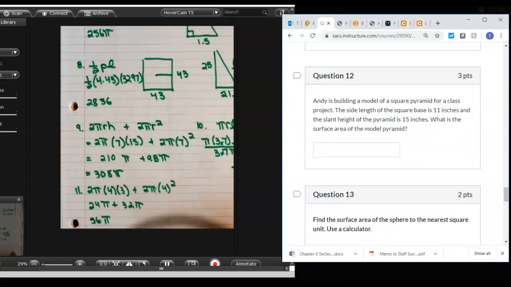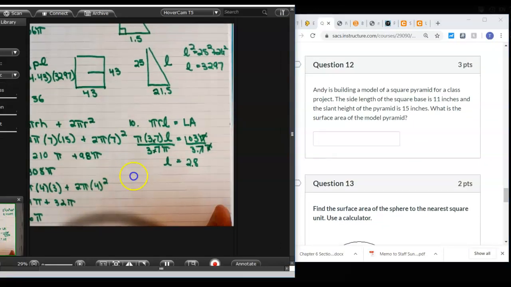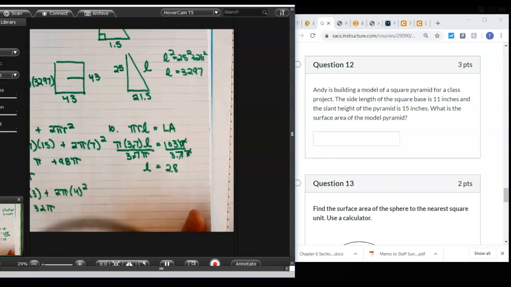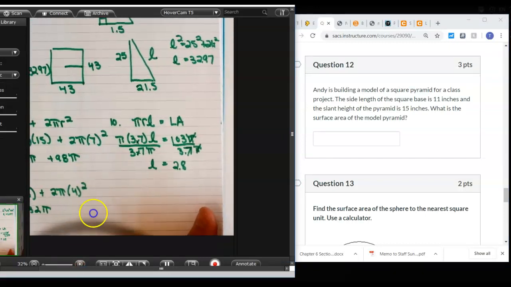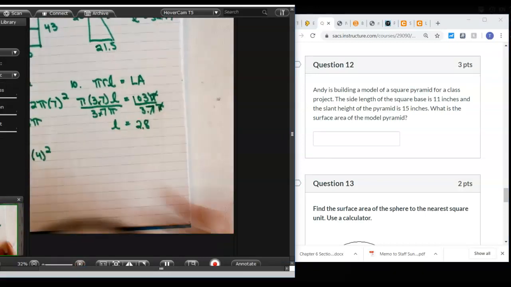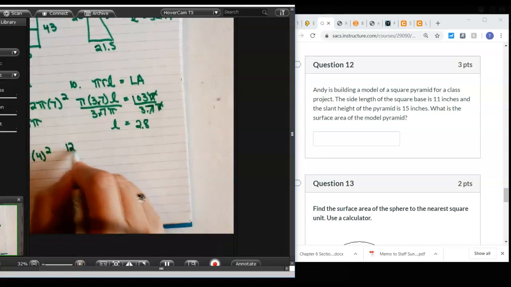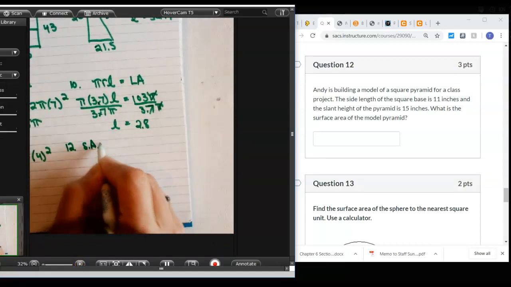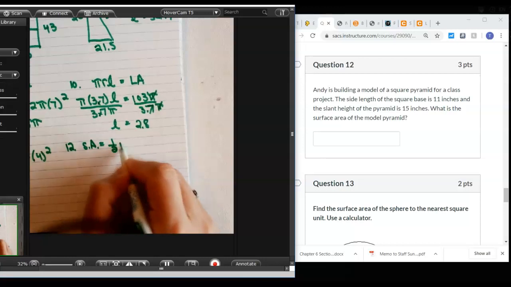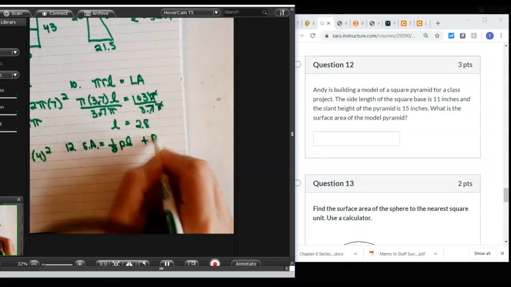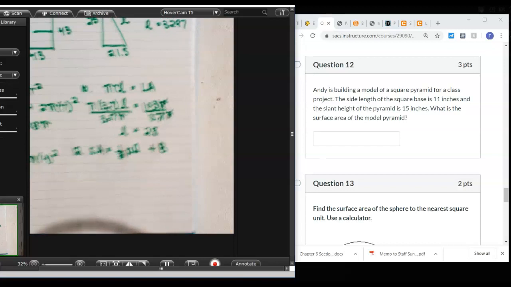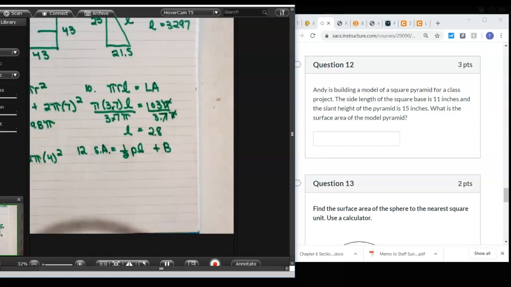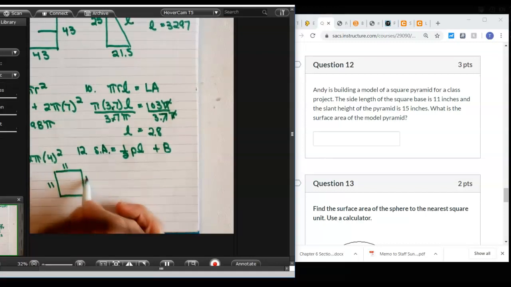Okay, moving on to question number 12. It wants to know the surface area of the pyramid. So let's write down our formula for surface area of a pyramid. It is 1/2 PL plus big B. And P and L both refer to the base. In this case, it's a square base. So I'm going to draw that square base out where all of the sides are 11.